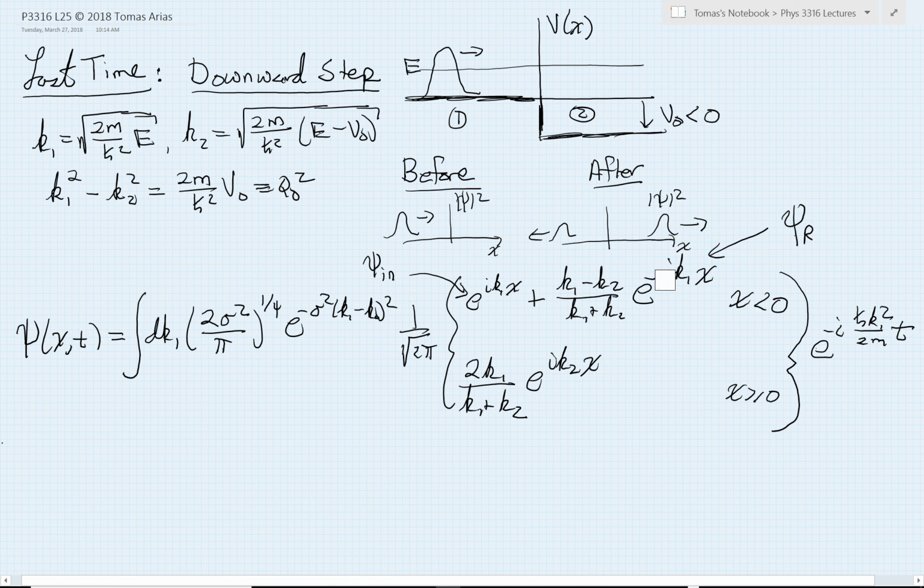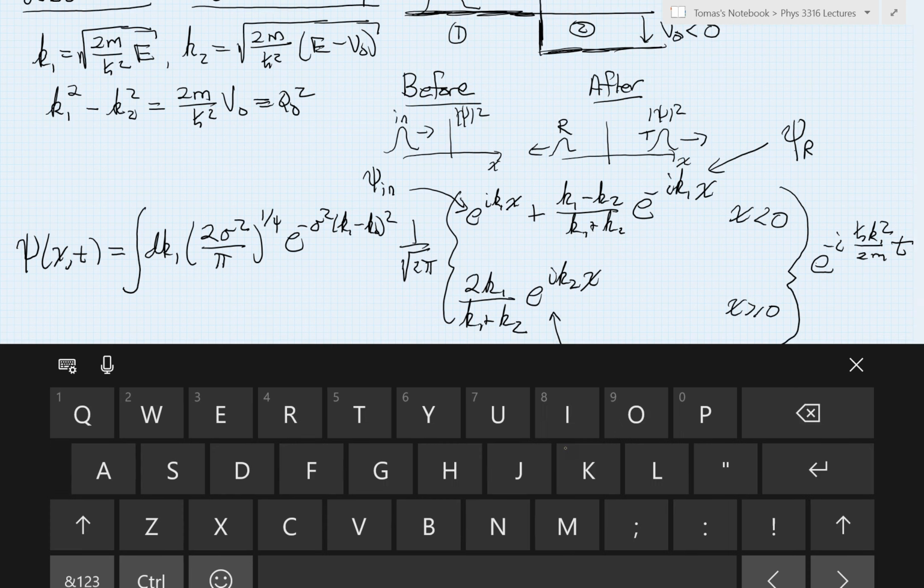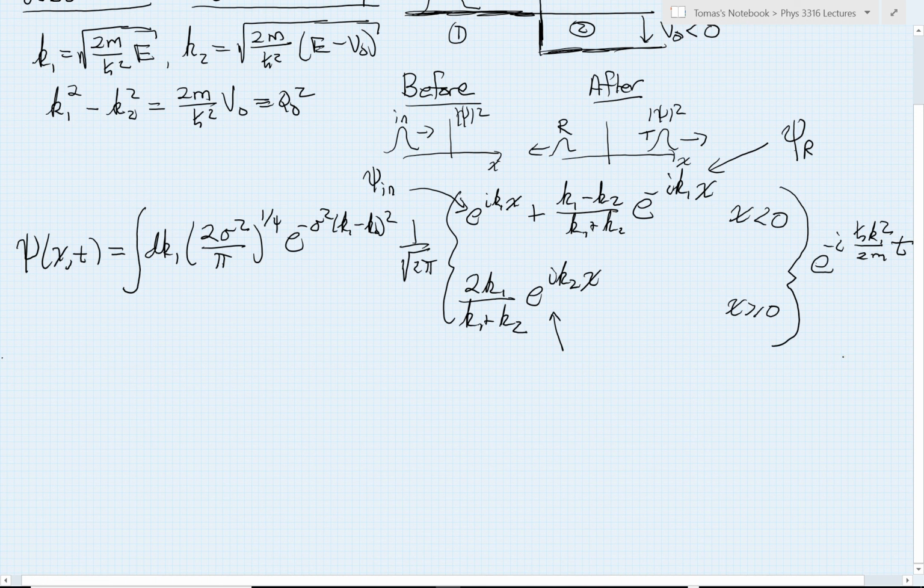We know this will be backward traveling where x is less than 0, so that is clearly tied to this reflected part. So here's my incoming. This is my reflected piece. And now I have something new. In the x greater than 0 region, I have a wave that's traveling to the right. This then would be my transmitted wave, and so I will call the wave function that results from using that piece in the integral this psi transmitted piece.